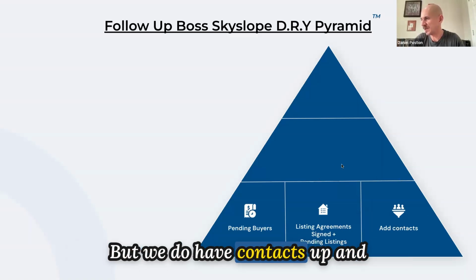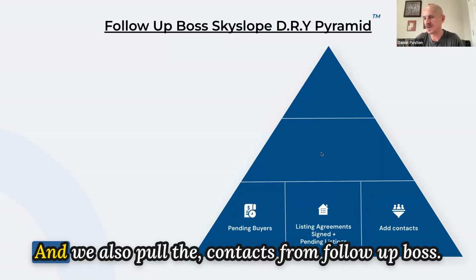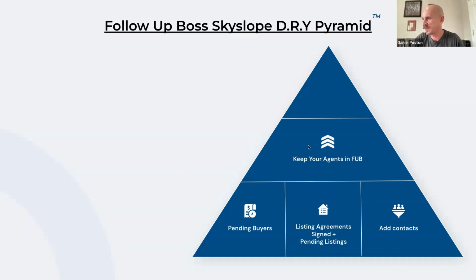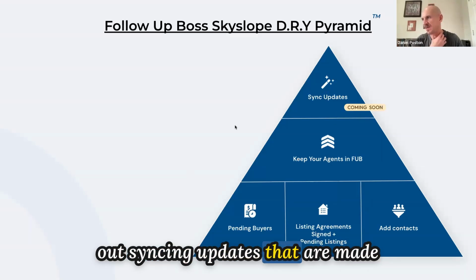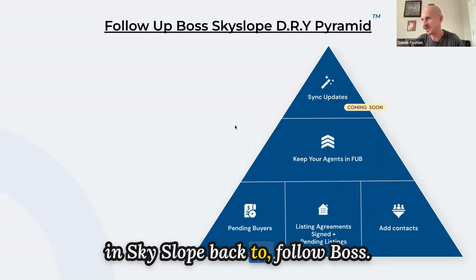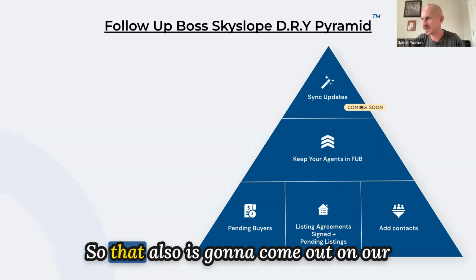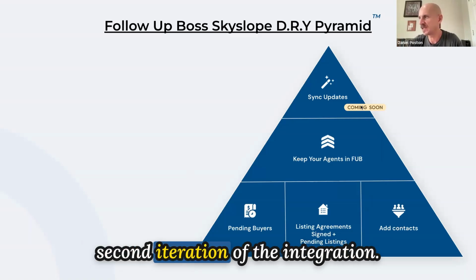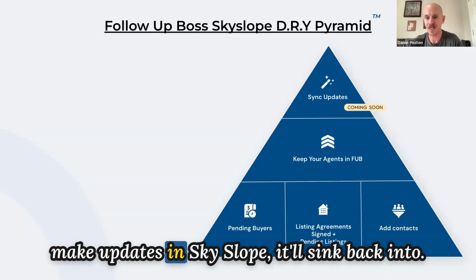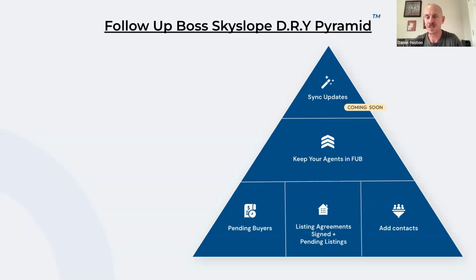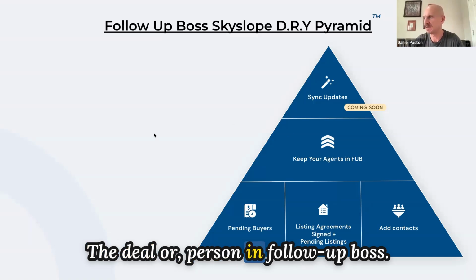But we do have contacts up and running now when you add the data in, and we also pull the contacts from Follow Boss. It'll keep your agents in Follow Boss. We're also going to roll out syncing updates that are made in SkySlope back to Follow Boss. That's going to come out in the second iteration of the integration. Your TCs can work out of SkySlope, and when TCs make updates in SkySlope, it'll sync back into the deal or person in Follow Boss.